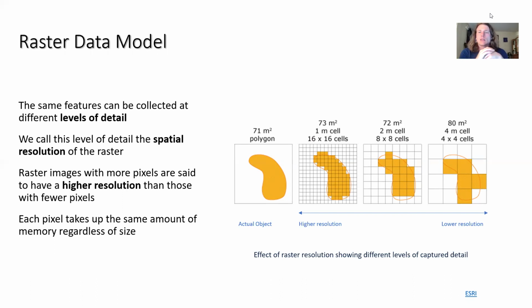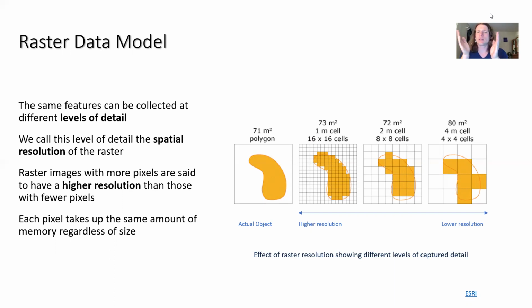We can decrease the resolution a bit, go to 2 meter cells. And so again, the area is still pretty closely approximated. It actually is a little bit closer than the 1 meter cells. But the level of detail, the shape of the object is not as accurate. We can see that we still get the general shape of the pool, but you can't really tell that it's like a kidney-shaped pool anymore.